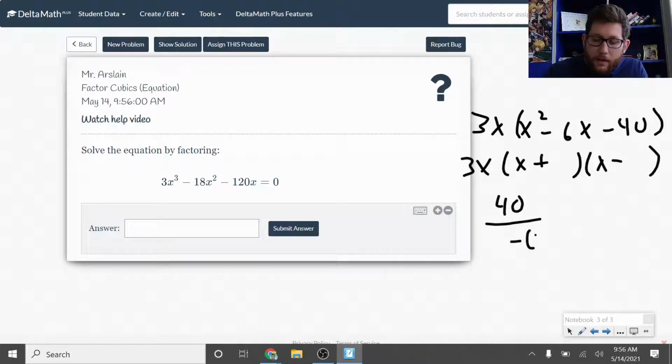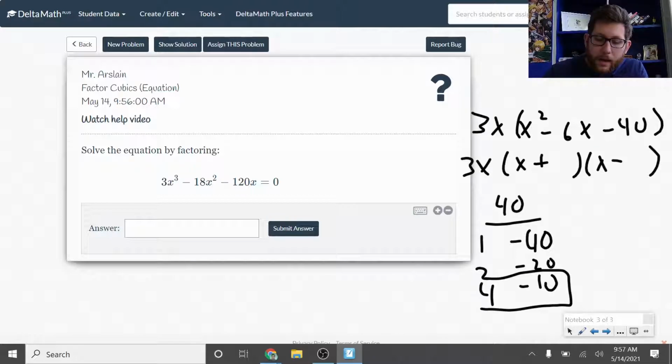So when I'm running through my factors of 40, I would do something like this. I would say, okay, let's just do the negatives as the bigger one. So 1 times negative 40, 2 times negative 20, 4 times negative 10, and then sure enough, there it is, okay? 4 and negative 10 get me to negative 6.